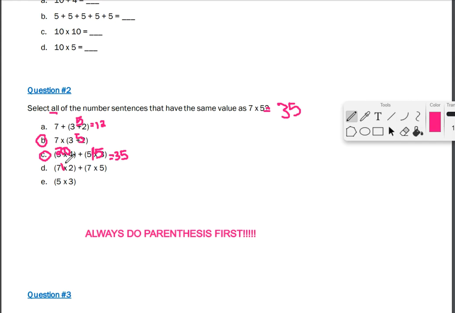Okay, 7 times 2 is 14. Plus 7 times 5. Well, if I'm looking for things to be equal to 7 times 5, how can I add anything to 7 times 5? Adding something to 7 times 5 will make it too big. It can't work. It's not D. And then 5 times 3 is just 15. So our only answers for number 2 were B and C.